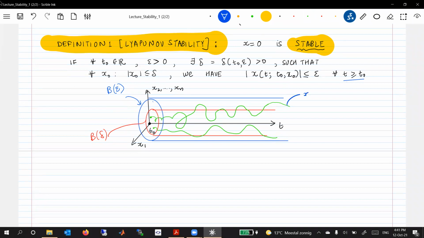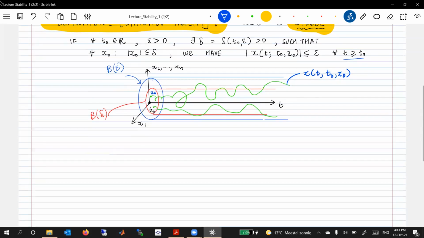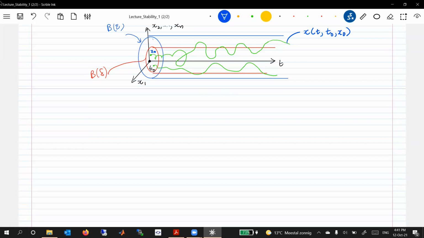So this is basically our solution trajectory, x of t, starting at t naught and x naught. And here is x naught, which is lying inside the delta ball. Are there any doubts about this definition? If not, let's try to see this definition in action through an example.